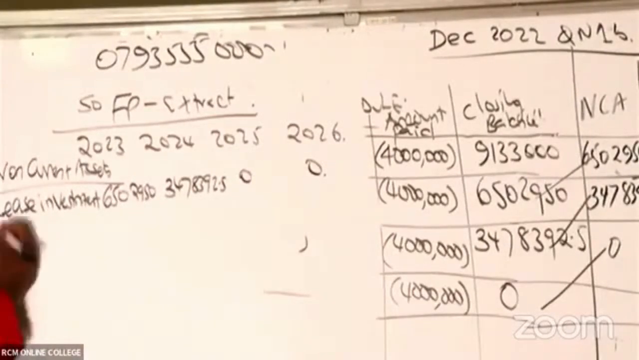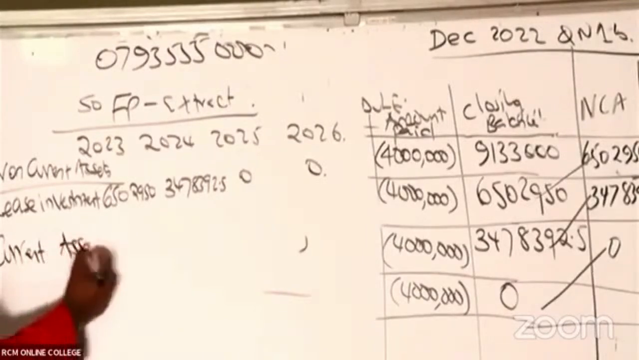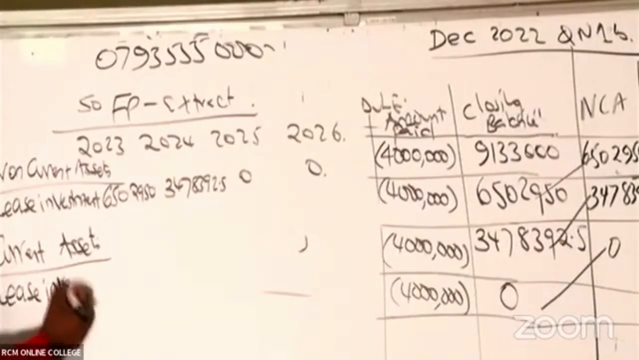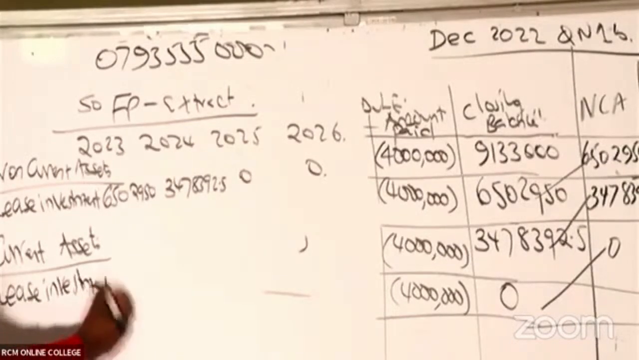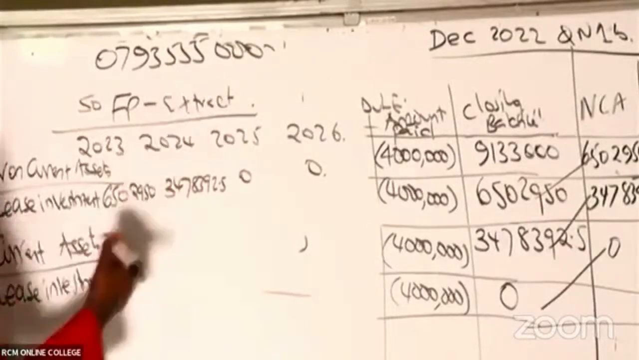The second thing is current asset. Why am I bringing liabilities here? Current assets here. And the current assets, again, you'll book in what we call lease investment. And you have the figures there for current assets.